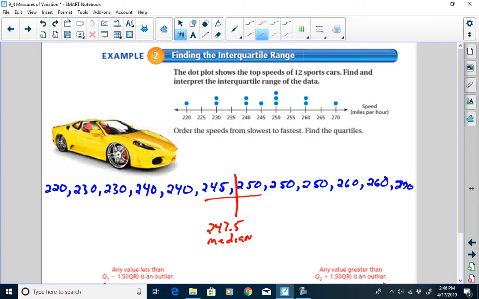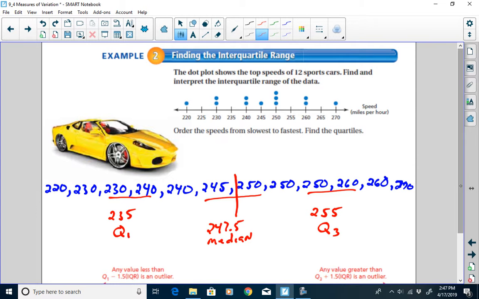All right. Once I have the median, then I can find the median of the lower half of data. Because I have an even number of data items in the lower half, I'm going to have to add my two middle numbers in the lower half, divide them by 2, and that's going to give me 235 for my Q1 or lower quartile. I need to find the median of the upper half of data, right? There's 6 data items. I find the two middle numbers. I add them together and divide by 2. That's going to give me 255 for my upper quartile or Q3.